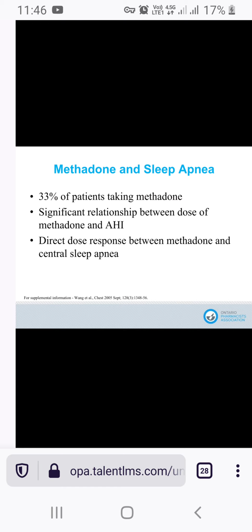Other studies looking at methadone and sleep apnea found a significant number of patients taking methadone who have significant sleep apnea, and this seems to be quite related to the dose of methadone. So the higher the dose, the more sleep apnea, and that's a concern, and that's why a lot of wise methadone doctors are really cautious with their dose escalations and not wanting to get too high.